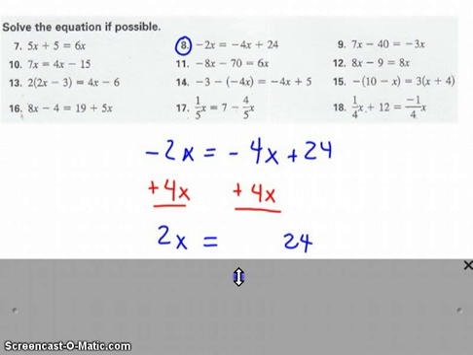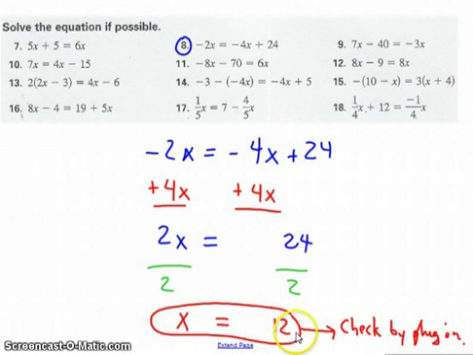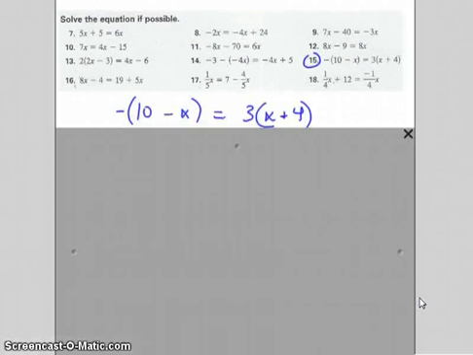I only want to know what x is, not 2x, so I divide the 2 away. Those will cancel. On the left I'll have x, and on the right 12. I can always check by plugging it back in. Put 12 in for x here, put 12 in for x there, and you'll find that the two sides are equal to each other. Which leaves us with one last problem, number 15 here.